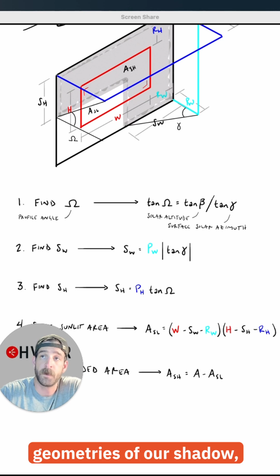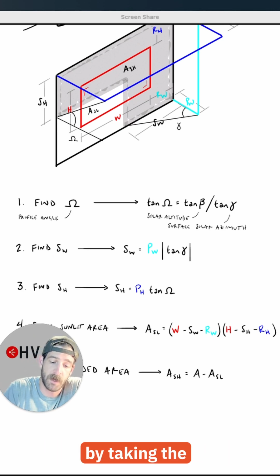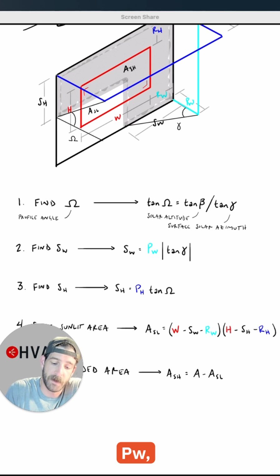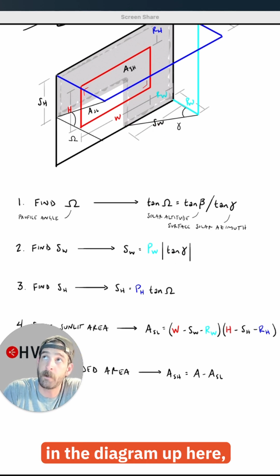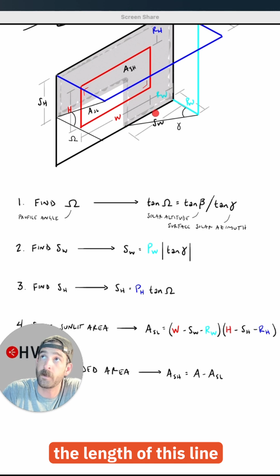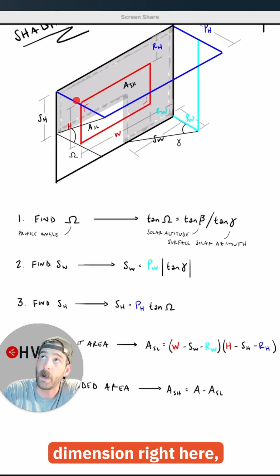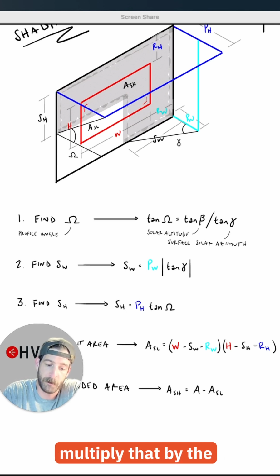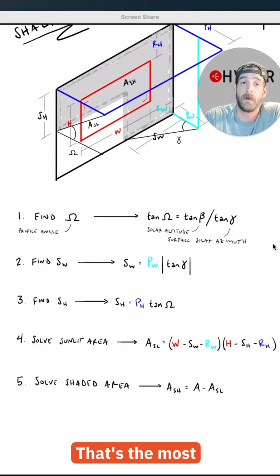To calculate the geometries of our shadow, first we're going to find the shadow width, which is calculated by taking the side hang depth, PW, and multiplying it by the tangent of gamma. And as you can see in the diagram up here, we're really solving for the length of this line right here on this triangle. Pretty cool stuff. But next we're going to use the overhang depth, which is this dimension right here, and we're going to multiply that by the tangent of omega. And really we're solving for this, which is equivalent to this, our shadow height. Awesome. That's the most difficult part.